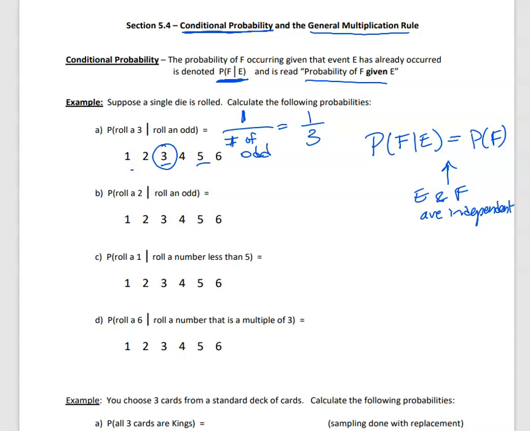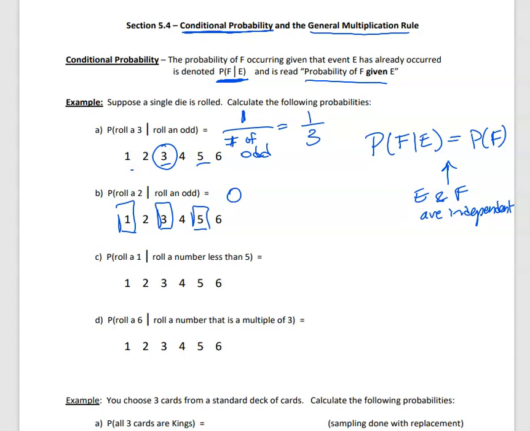And then here the probability to roll a 2 given that we rolled an odd. We're looking out of the number of odds. This becomes our sample space essentially that we're dealing with, because we know that we rolled an odd. What's the probability that we rolled a 2? There are no 2s in here, so it's a 0. 0 chance to roll a 2 given that you rolled an odd.